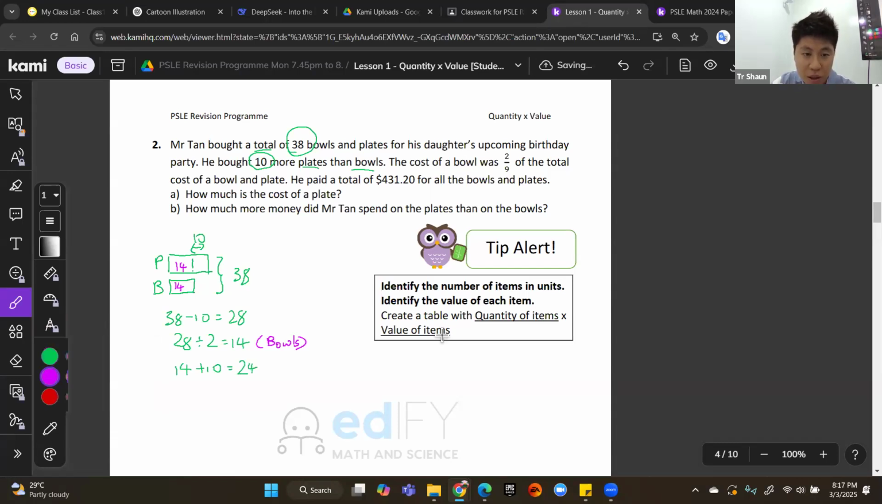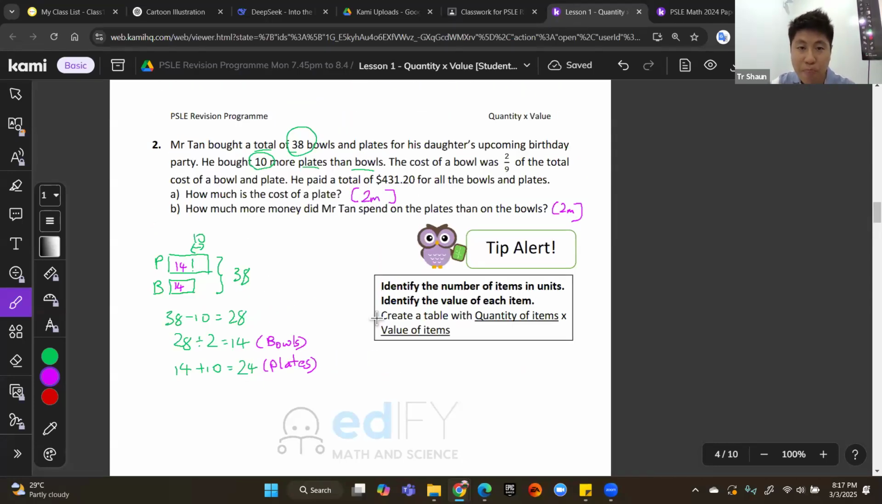This part is very important. Why? If you get the number of bowls and plates wrong in the first part, you are going to get the whole question wrong. You fall into that trap and it will be very wasted. So please don't get this part wrong.